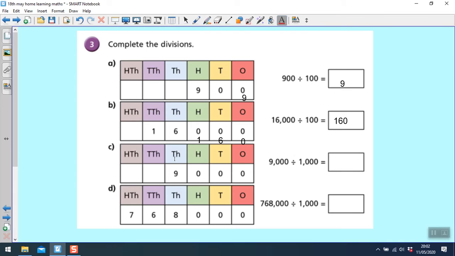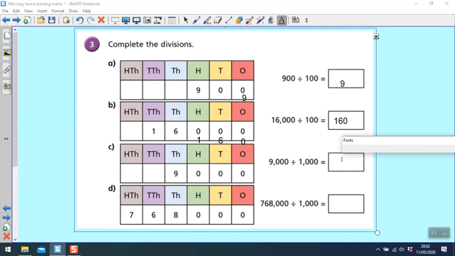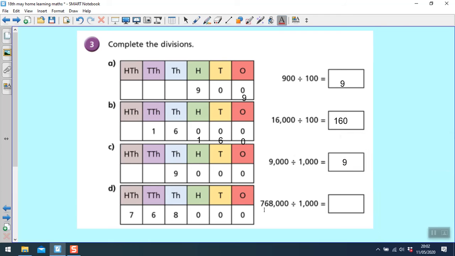9,000 divided by 1,000. That means 3 places to the right because it's got 3 zeros in it. That's going to become 9 ones. 768,000 is going to move 3 places. 1, 2, 3. It's going to be in the hundreds column. 768.